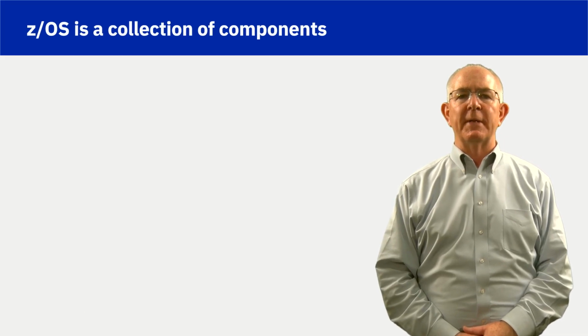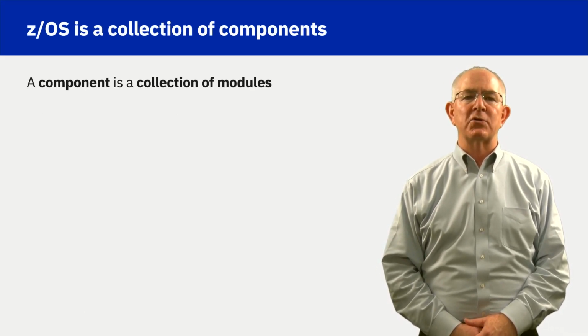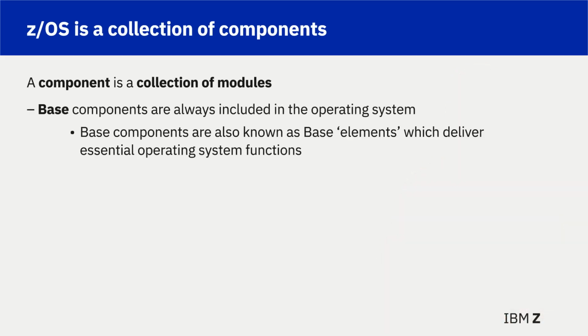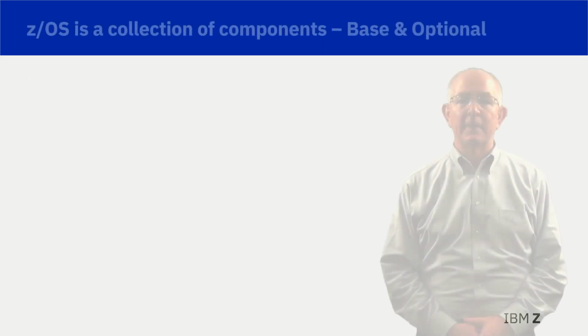The z/OS environment is a collection of components, where a component is a collection of modules. Base components are included in the operating system. Base components are also known as elements. Optional components are installed in addition to the base components. Optional components are also known as features.